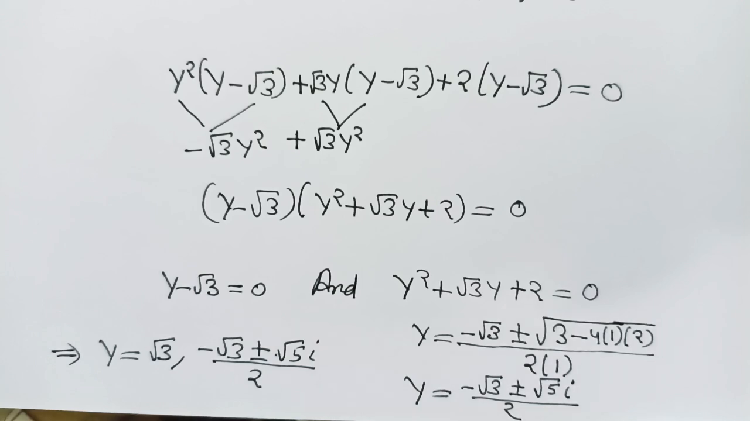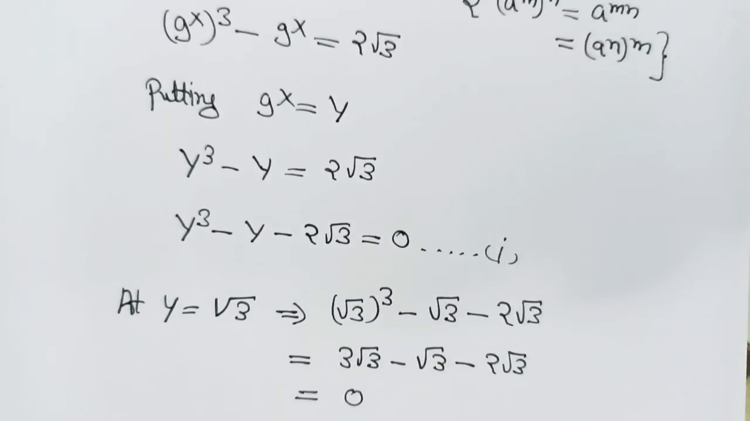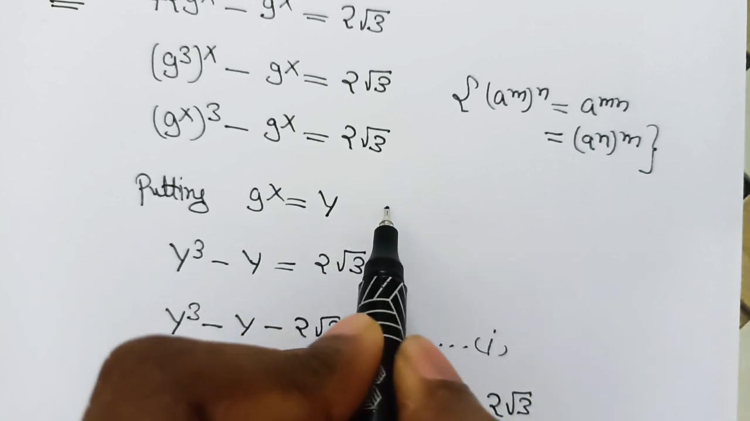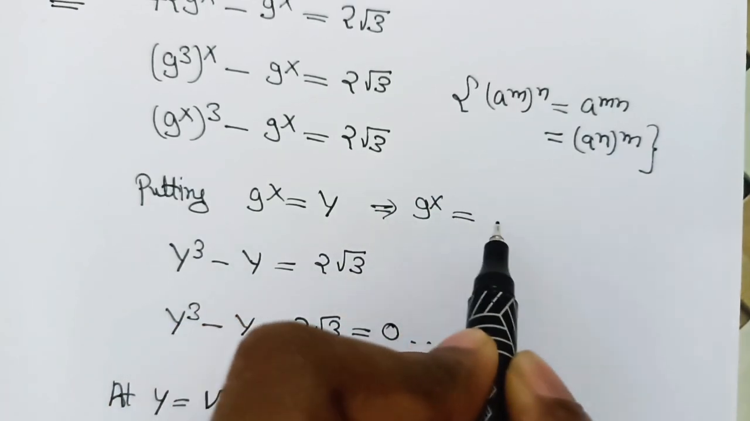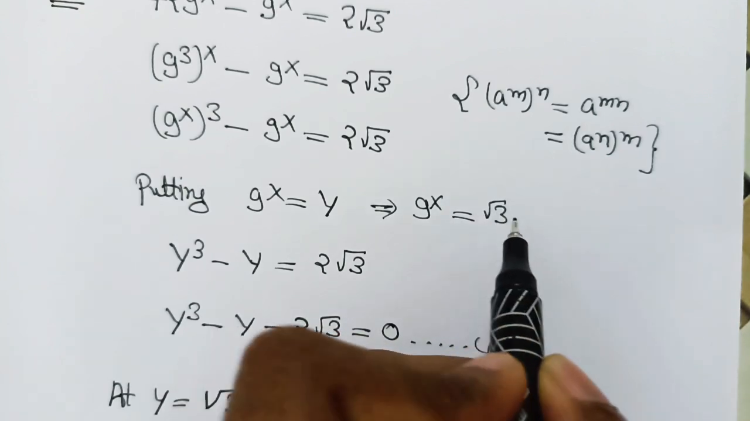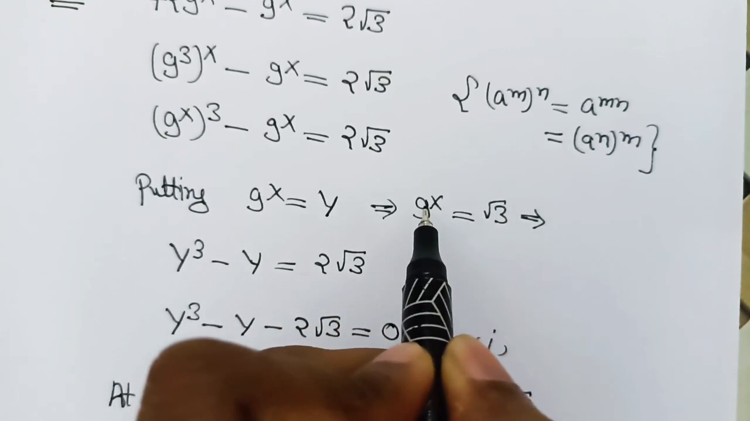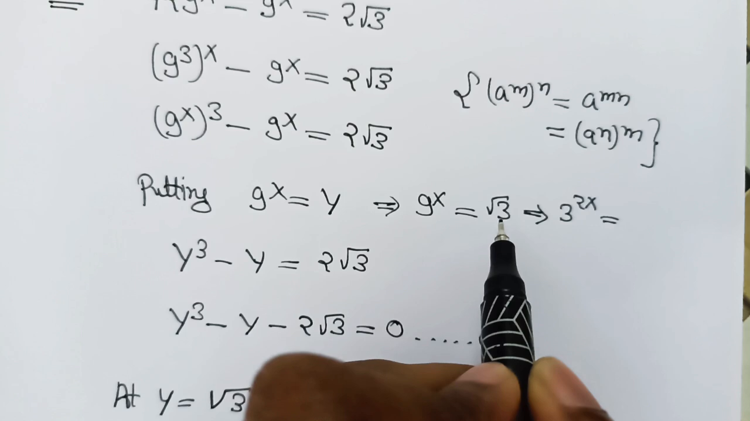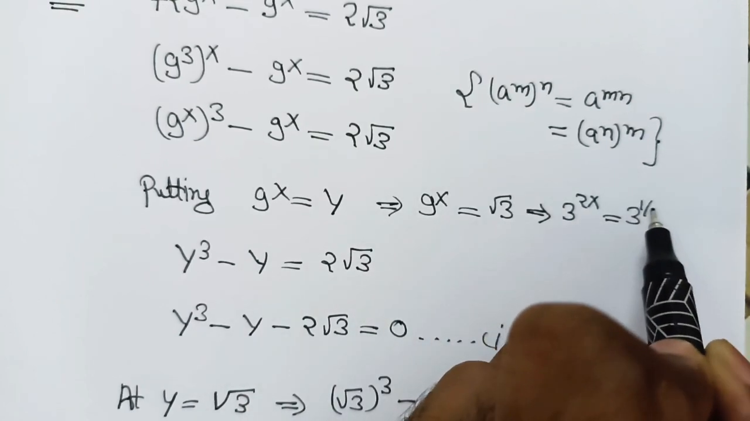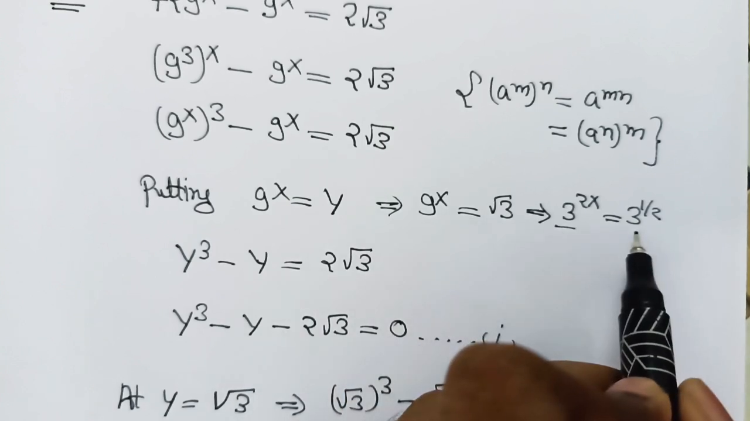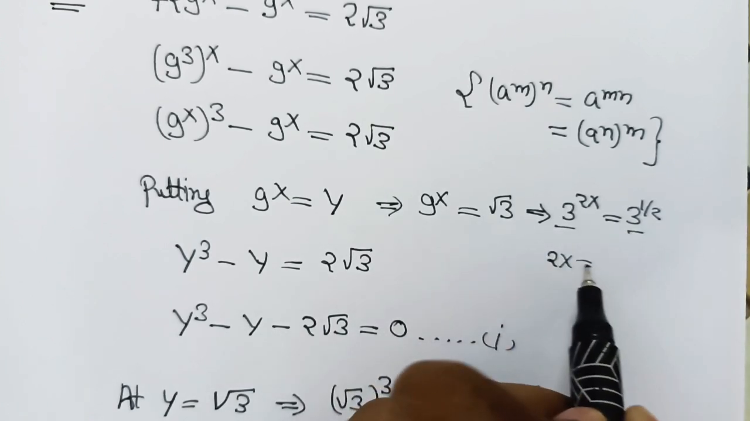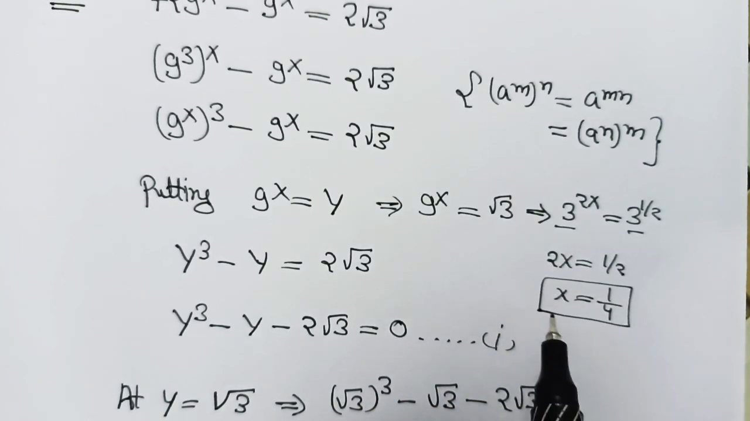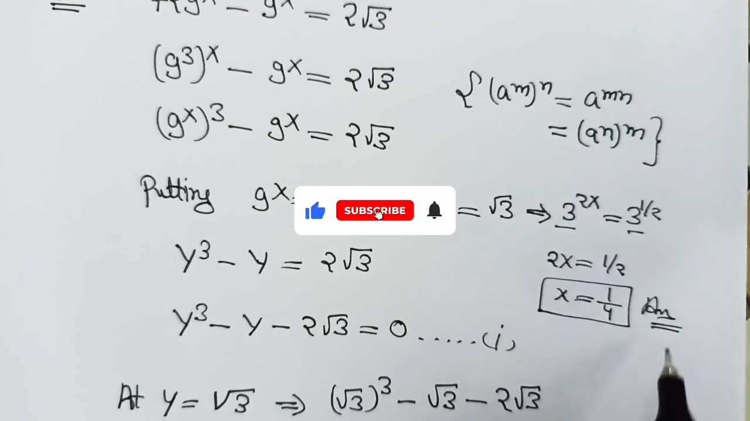Now putting back the value of y, as we supposed y is nothing but 9 power x, and putting the real value of y, that is square root 3, we get 9 power x is equal to square root 3. This whole portion can be written as 3 power 2x, which is equal to square root of 3, which can be written as 3 power 1 by 2. Having the same base, that means 2x will be equal to 1 by 2 and x is equal to 1 by 4. So the value of x is equal to 1 by 4. This is the answer of this equation.